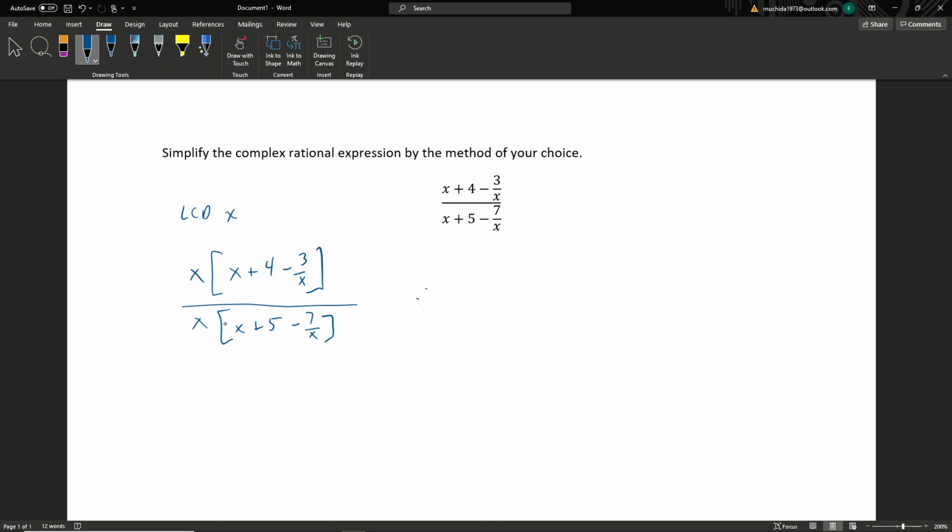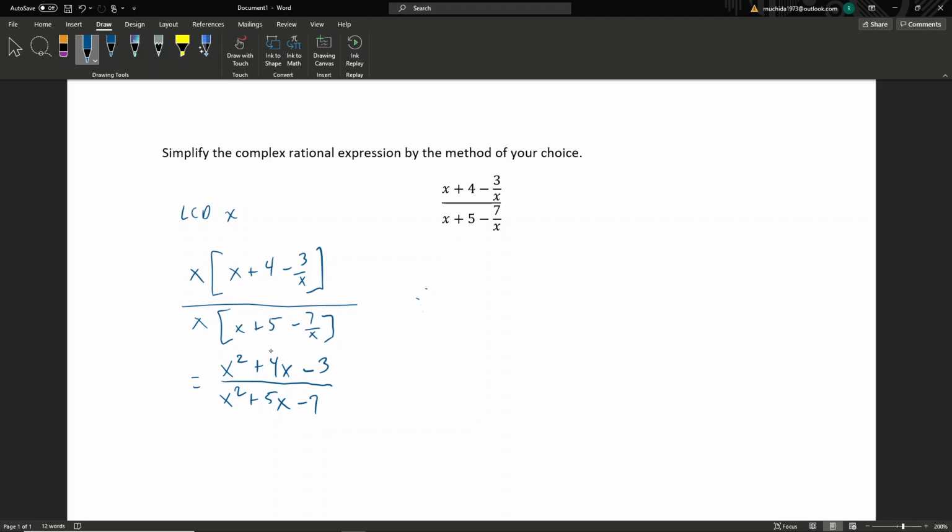So what we'd end up getting is, well, let's see, distribute that x, so we'd have x times x, so x squared, then x times 4, so plus 4x, and then x times 3 over x, the x's cancel, so you just have minus 3 all over, and then do the same thing in the denominator, we'd have x squared plus 5x minus 7.